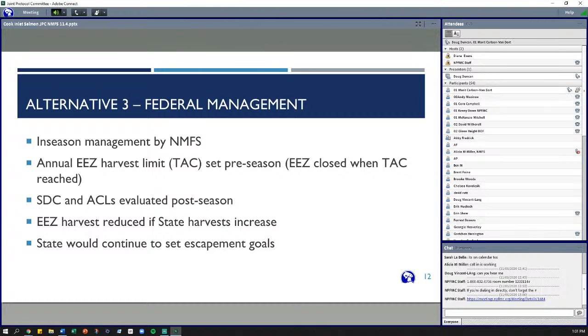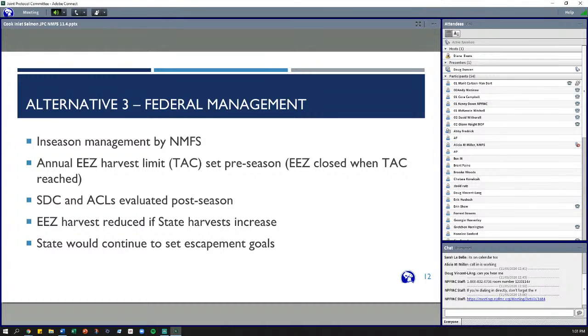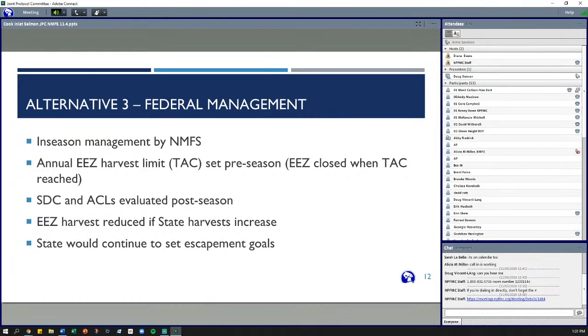Again, we have the status determination criteria and annual catch limits, which are nearly identical to those under Alternative 2, and these would be evaluated post-season to determine the status of the stock. And our management of the EEZ would be reduced in the event that harvests of salmon in state waters increased. We would have to be responsive to state management of the salmon fisheries in order to avoid harvest levels that could trigger a conservation concern.